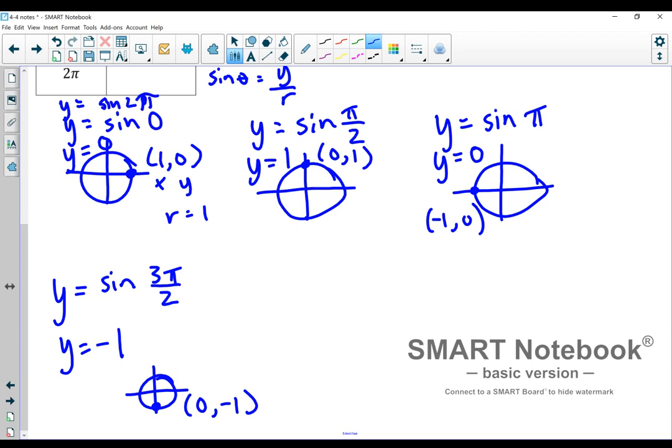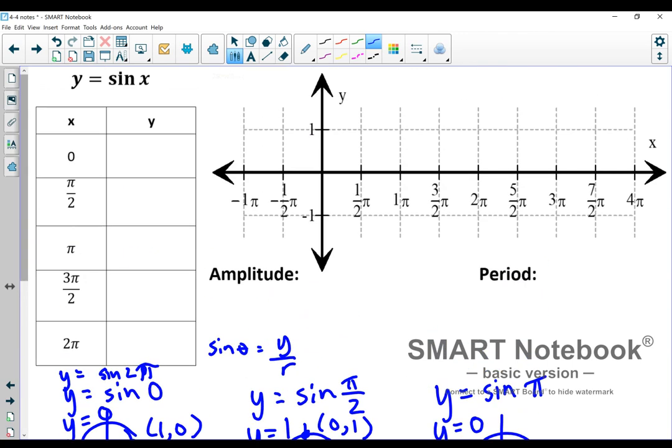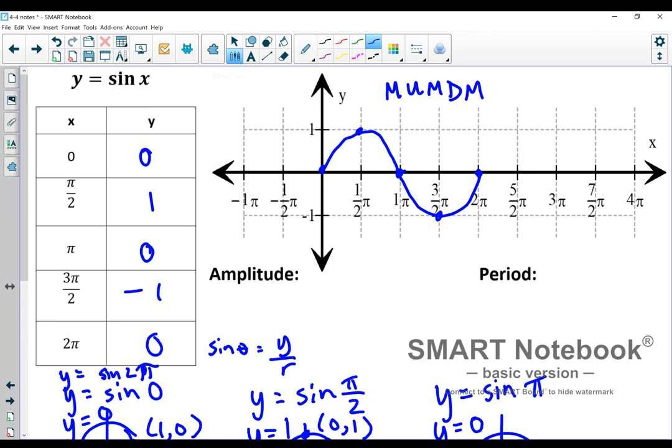Sine of 2 pi. So I have 0, 1, 0, -1, and then it would be back to 0. So we're going to go ahead and graph. So 0, 1, 0, -1, 0. So it's looking like this. So kind of the same shape, right? Just shift it over. And we call this middle, up, middle, down, middle. Because I'm starting in the middle, then I'm going up, middle, down, middle. So that's a way that we could word this pattern.